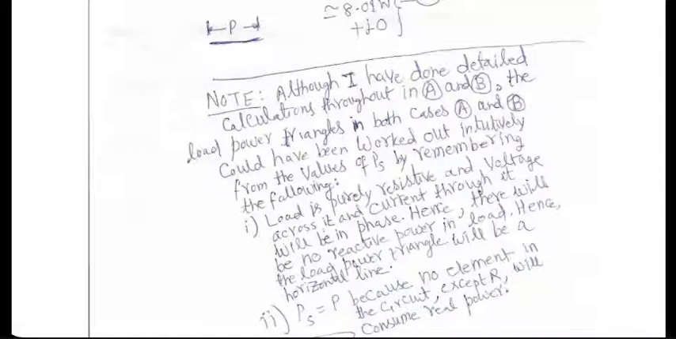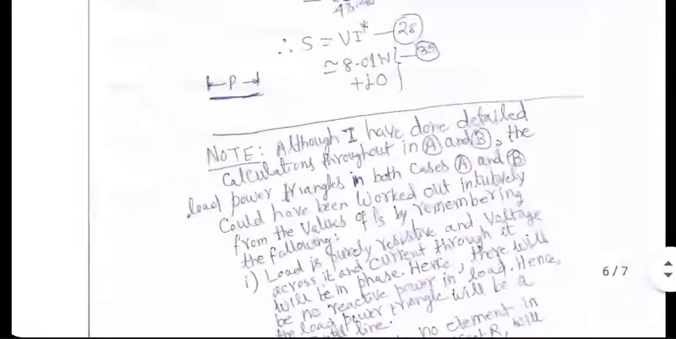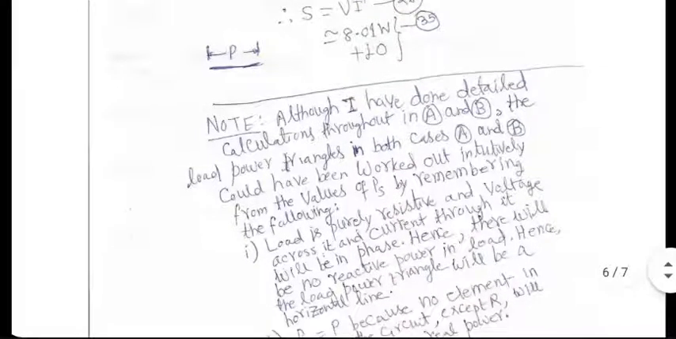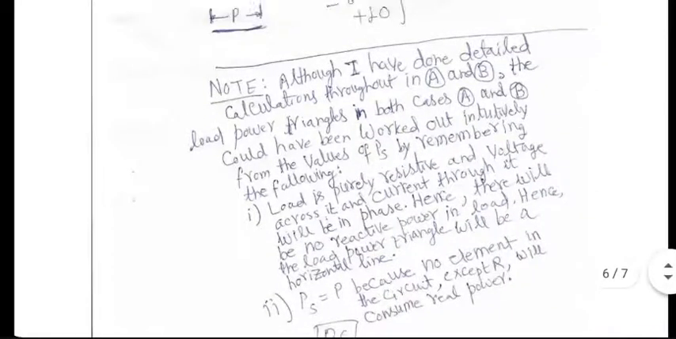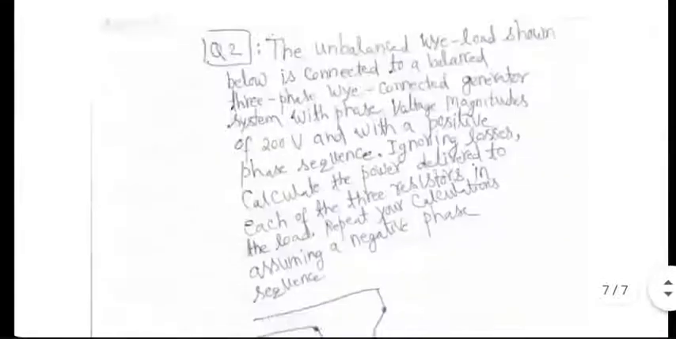What I'm writing is that although I have done all the calculations very carefully and then have come up with the flat line for load power triangle, the reality is I could have predicted it intuitively. The nature of load determines the nature of power triangle. A purely resistive load will always have a flat line instead of a triangle. Okay. This problem was worth looking at.